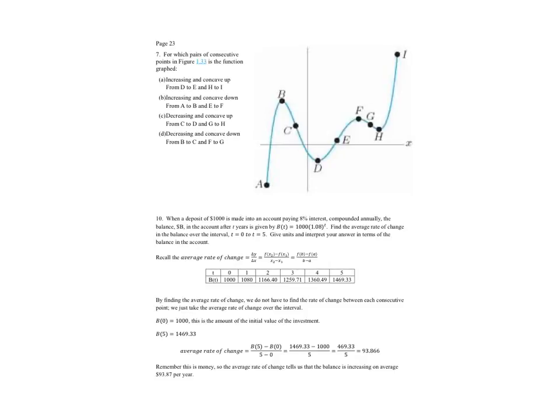So the question on page 23, number 7, says, for which pairs of consecutive points in the figure is the function graphed? So A says increasing and concave up. So I'm increasing here, but I'm concave down. I want concave up. My values are increasing here and concave up, and also here and concave up.